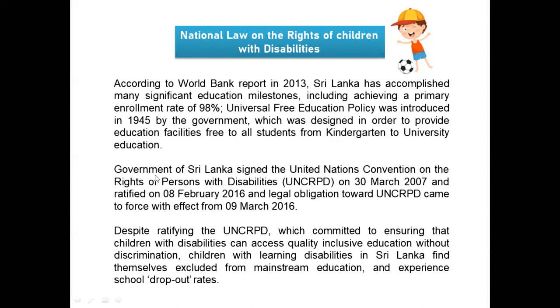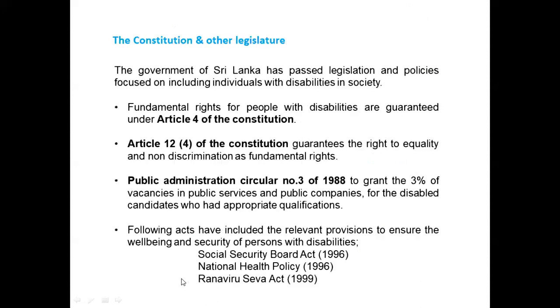university education. The Government of Sri Lanka signed the United Nations Convention on the Rights of Persons with Disabilities, UNCRPD, on 30th March 2007 and ratified it on 8th February 2016. The legal obligation under the UNCRPD came into force with effect from 9th March 2016. Despite ratifying the UNCRPD, which committed to ensuring that children with disabilities can access quality inclusive education without discrimination, children with learning disabilities in Sri Lanka find themselves excluded from mainstream education and experience school dropout.